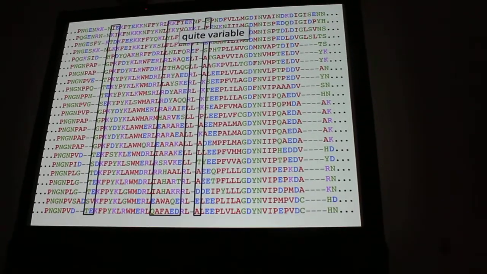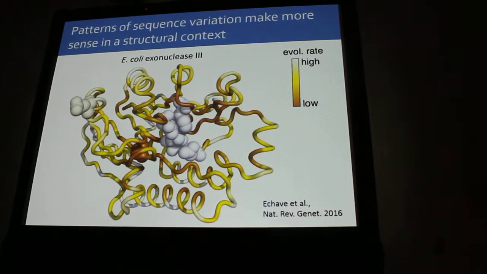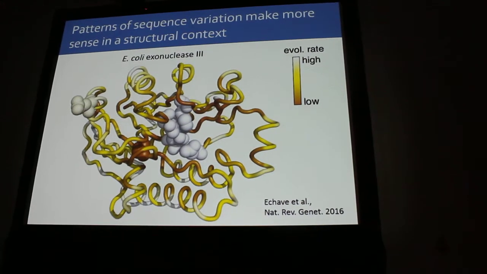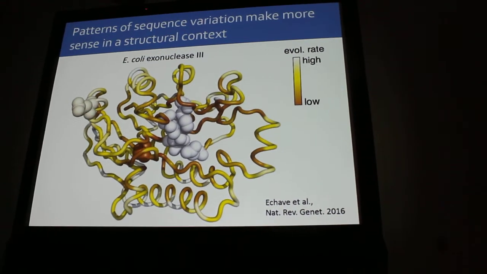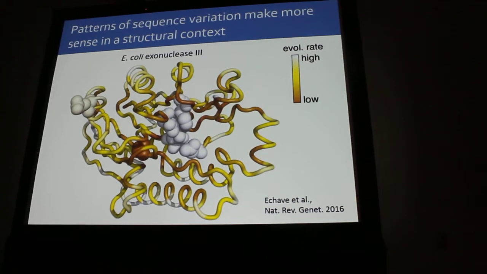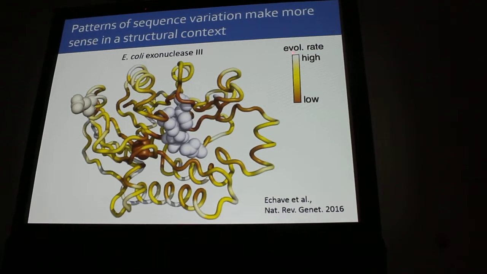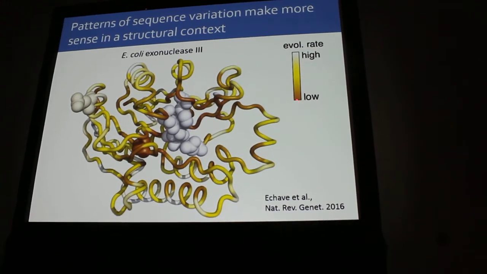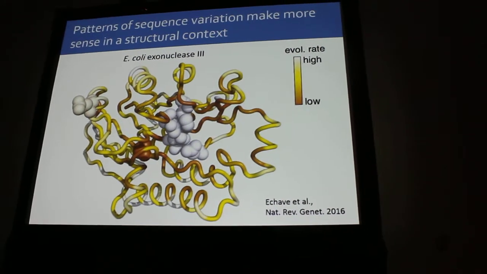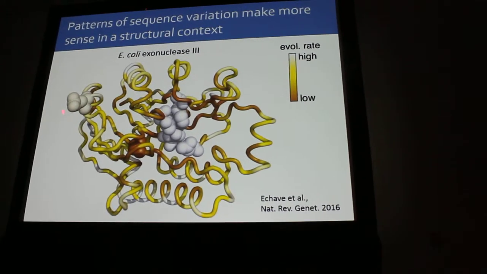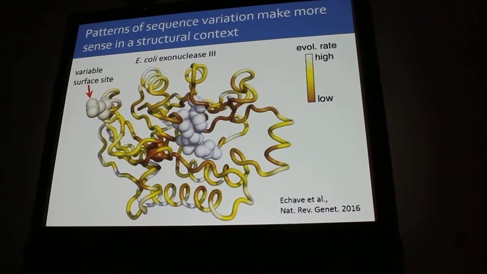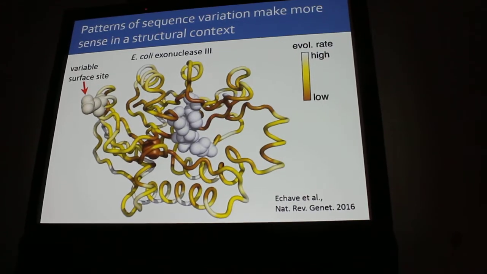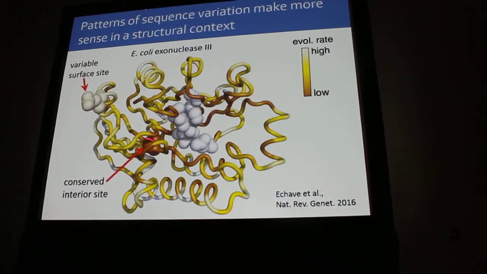So now I'm showing you the variability at sites mapped onto the structure. So that is the structure. The protein is actually an E. coli exonuclease. And what I'm showing you here is the evolutionary rate. That's a measure for how variable that site is. So white is very variable, high rate, and brown is low variability, low rate. And what you see is that on the surface, you generally have high variability. This is a surface residue that I have highlighted here. And then in the core, you generally have more conserved sites.